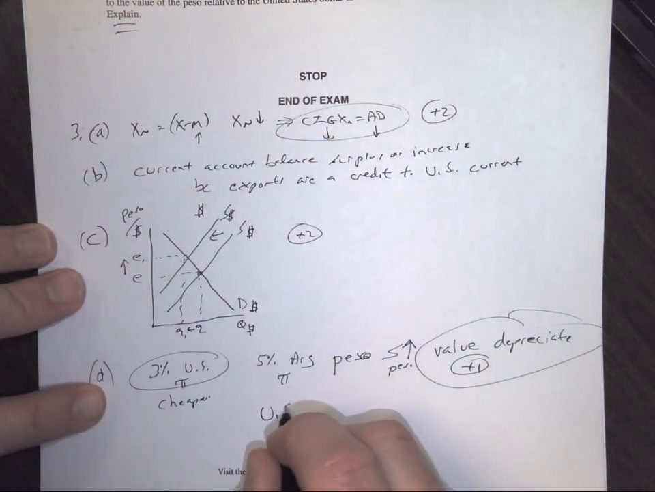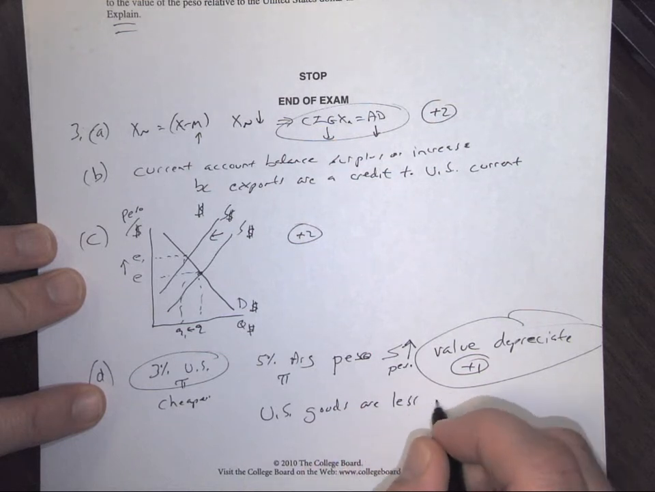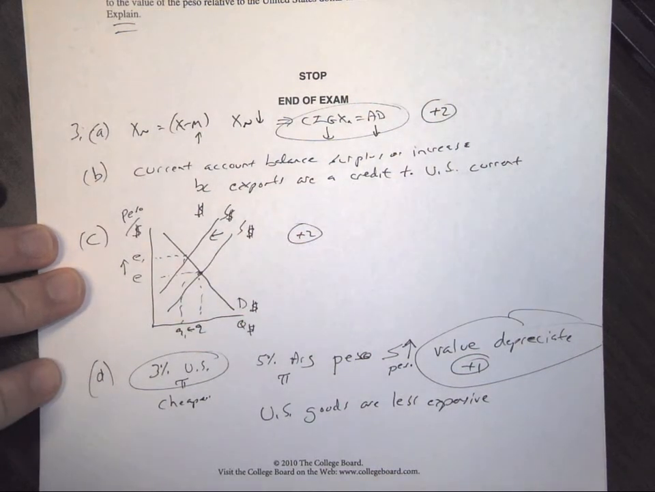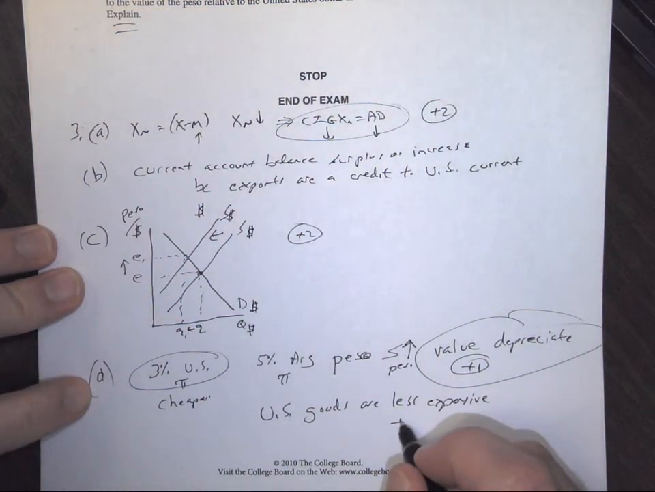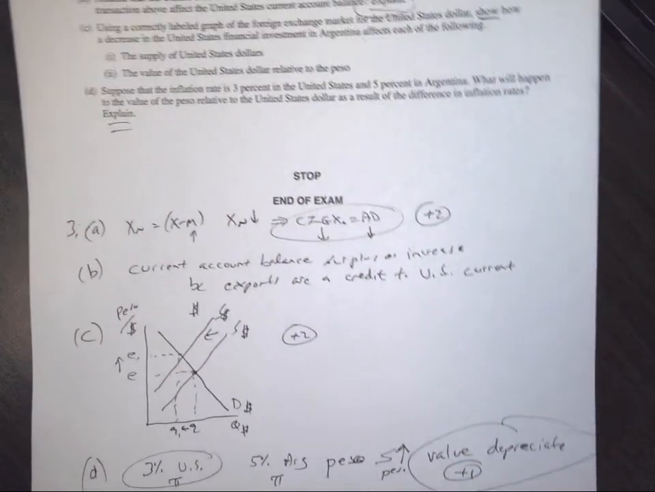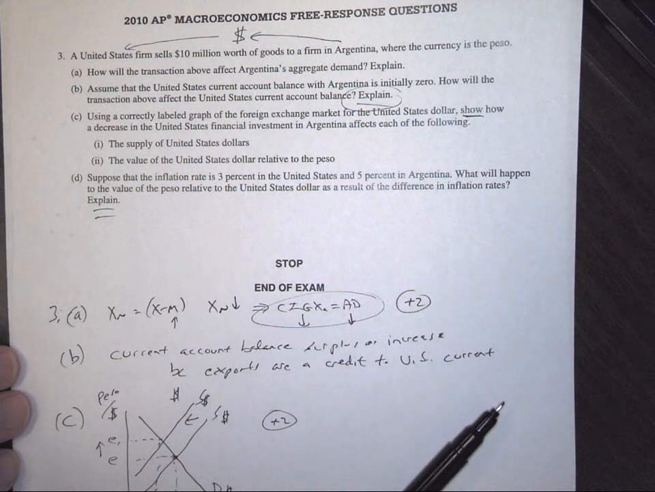So US goods are less expensive. So that's why people are going to buy those. And then you get 2 points for explaining both of those things. Let me zoom out so you can see the whole answer key and questions a little bit clearer. And I hope that helps solving that one.